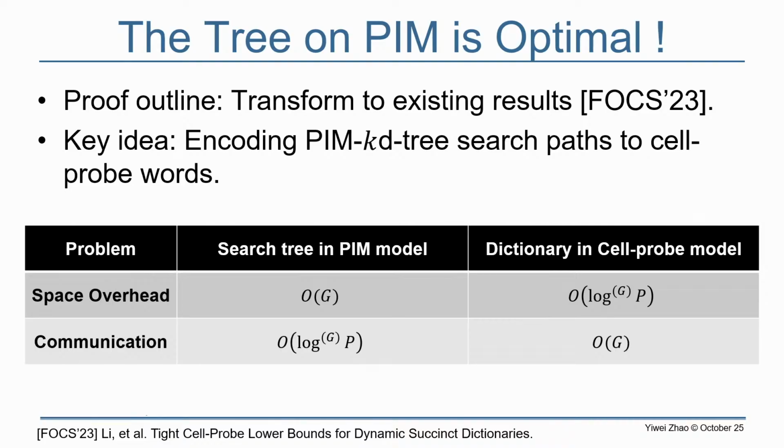So the main idea is, as you can see here, there is a space-communication trade-off in both our work and their work on the dictionary in the cell probe model, and they're in almost exactly the same format. So what we need to do is to transform these problems into each other. The key idea is to encode these PIM KD tree search paths as cell probe words. For instance, if you're going to the left child in a binary semi-balanced tree, then you encode this by a bit 1. Otherwise, you encode it by a bit 0. If you encode these together, both of these problems can be easily transferred to each other, so the lower bound still holds. And our upper bound, yes, please.